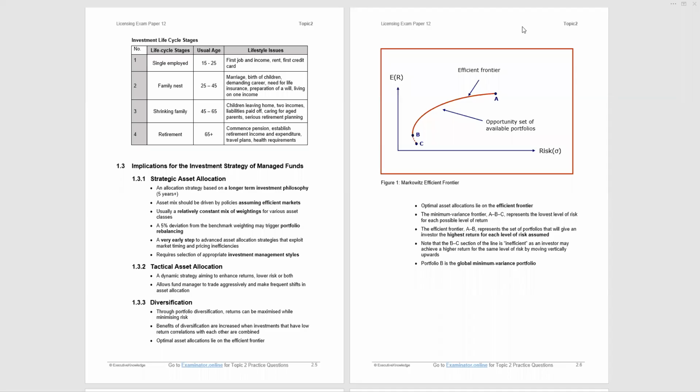Continuing with section 133 of topic 2, paper 12 on diversification, we will now consider the efficient frontier, a concept developed by Harry Markowitz in the 1950s. The efficient frontier brings together portfolio return and portfolio risk, and we're looking for different combinations of investments within a portfolio that will maximize return and minimize risk.